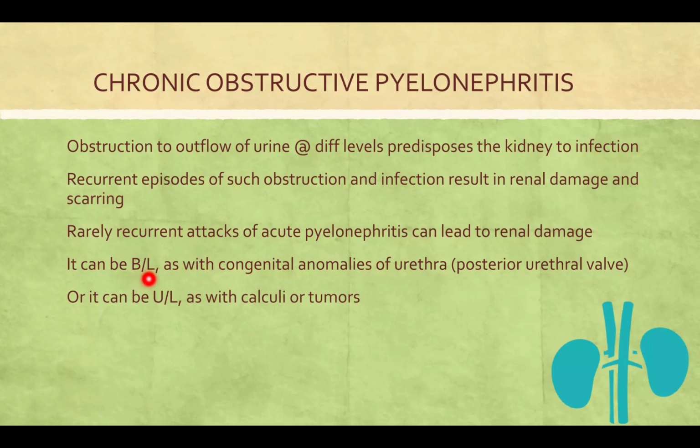It can be bilateral, as with congenital anomalies of the urethra, or it can be unilateral, as with calculi or tumors.